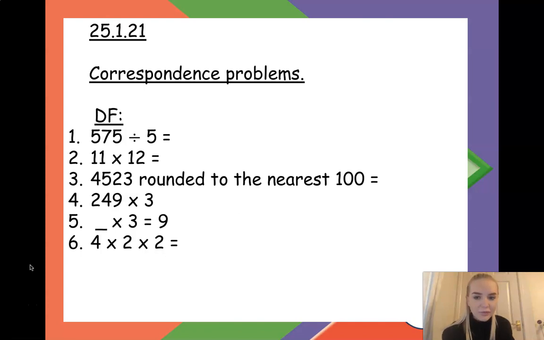Off you go. Okay, so number 1, 575 divided by 5. Let's see the answer. The answer is 115. Well done if you got that one right. 11 multiplied by 12, 132. Remember, we can't use the normal pattern that we use for the 11 times table for this one, so it's a bit trickier.